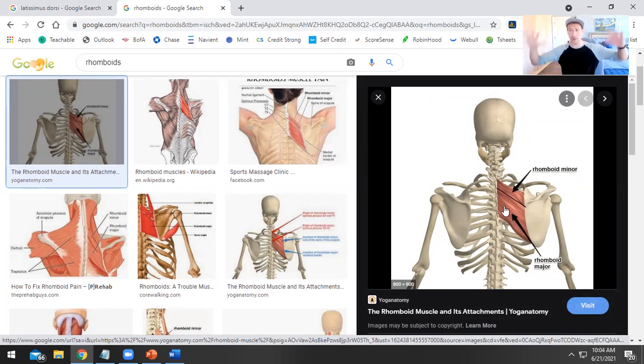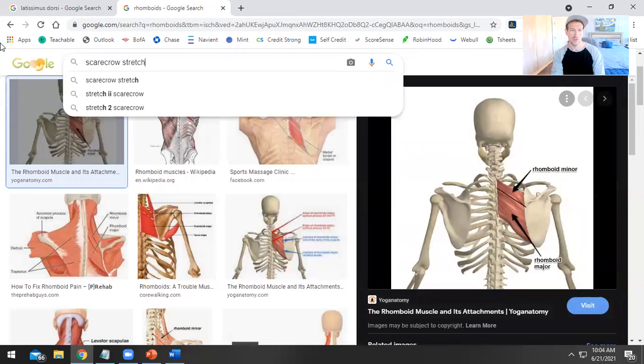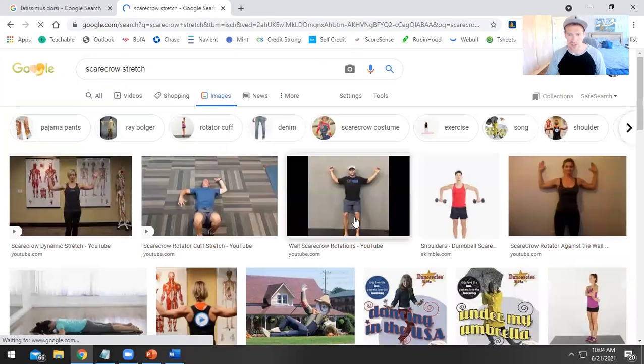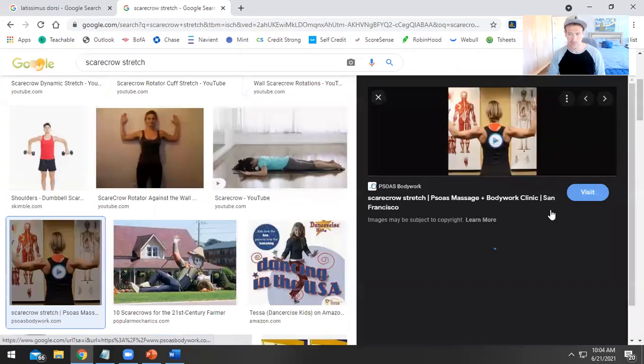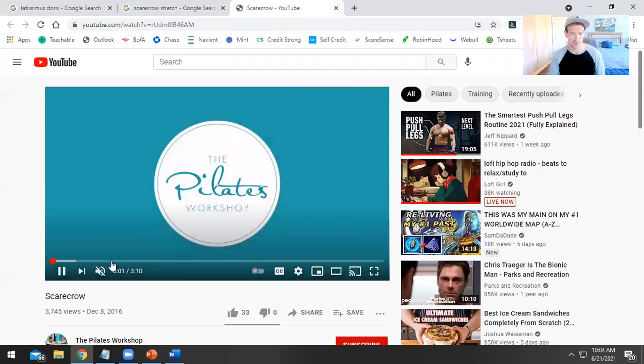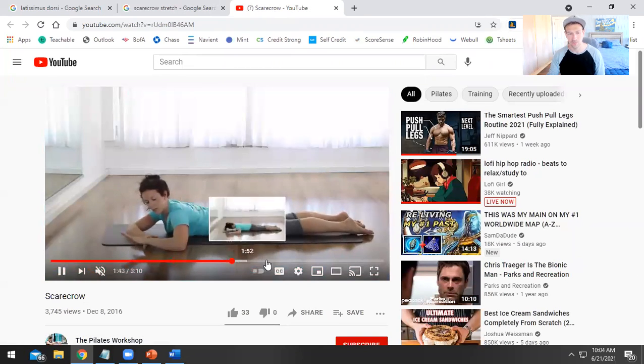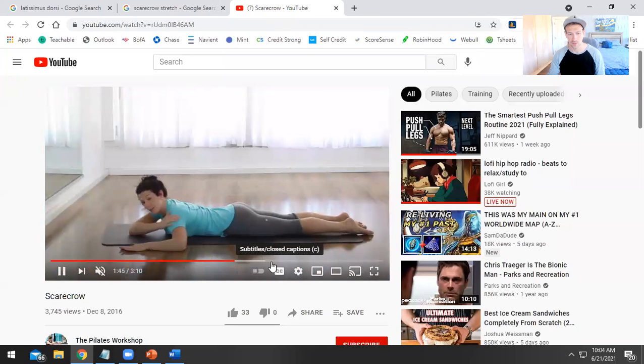Scarecrow stretch is huge. Scarecrow stretch is a great way to stretch out those internal rotators. Here's the scarecrow. We'll do this one. This is a really good one because you're getting the scarecrow action while you're also getting a little bit of core.